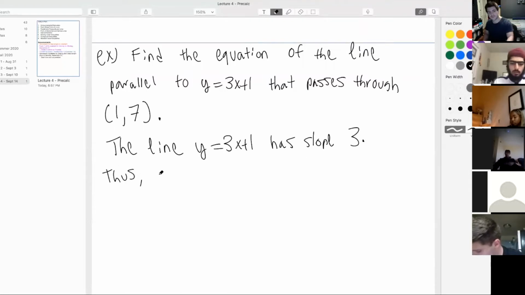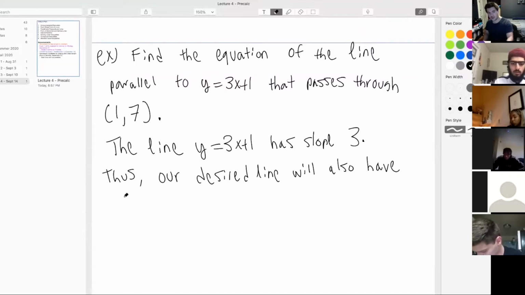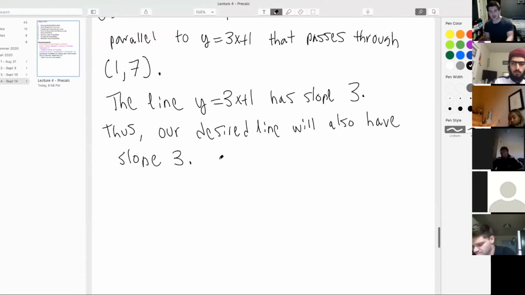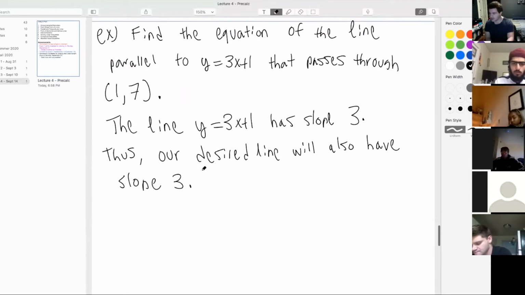Thus, our desired line, the line that we're looking for, will also have slope 3. And why is that? Because we're looking for a line parallel to this line. If a line is parallel to y equals 3x plus 1, it will have slope 3. It will have the same slope. There we go. So now we have all of the info we need.